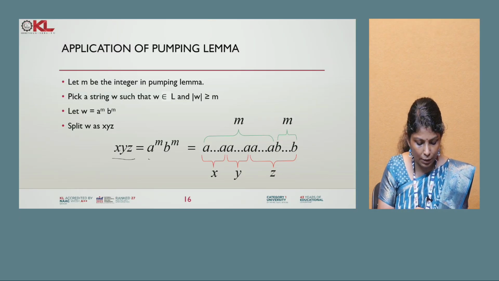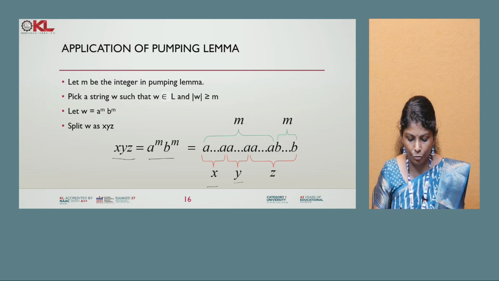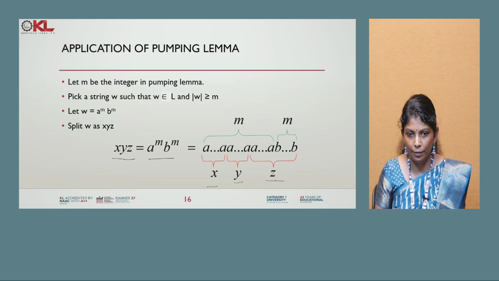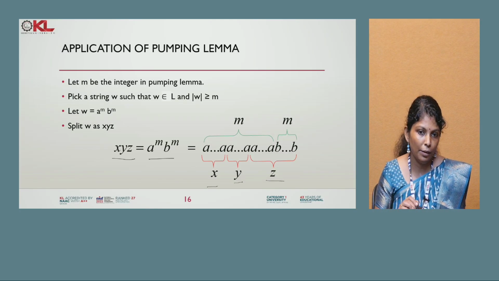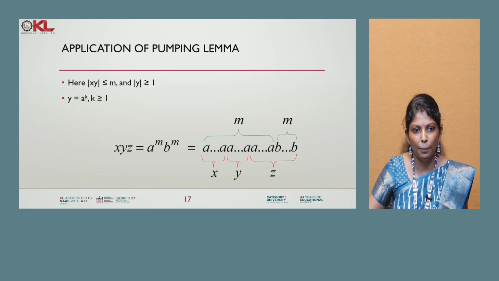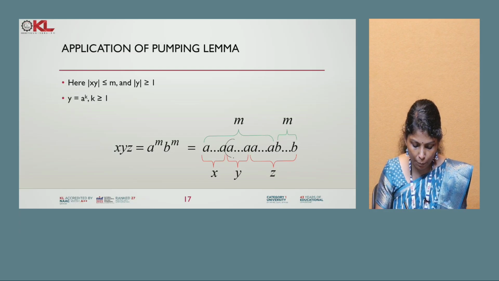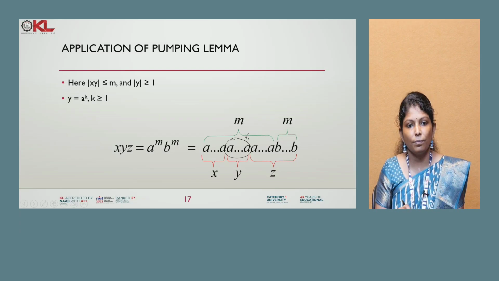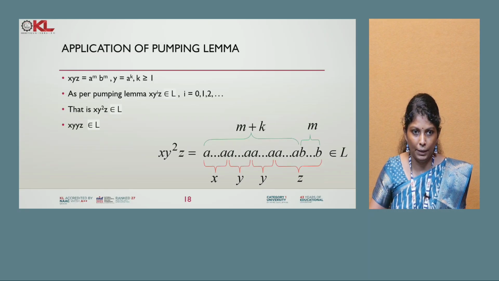So this is xyz, a^m b^m, that is m number of a's followed by m number of b's. We are dividing this like this: first few a's are x, the next few a's are y, and the remaining is z. And what happens if we repeat y any number of times, that string should also be in our language. So let us see what happens. We take y as k number of a's, and we are going to repeat the y part.